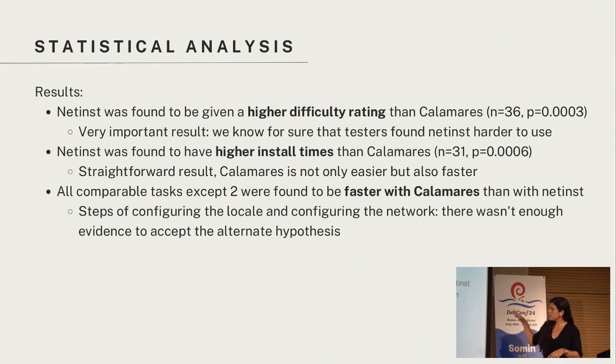The 2 steps were locale and configuring the network, where there was not enough evidence to confirm the hypothesis or to reject what we call the null hypothesis. So not to say that they were not faster, it's just that we can't make a conclusion. In those 2 tasks, we couldn't make a conclusion because the p-value was higher than 0.05.